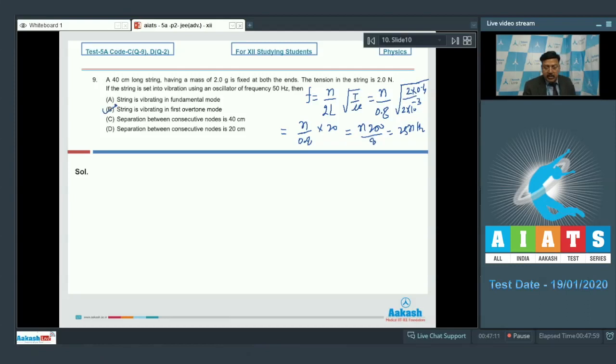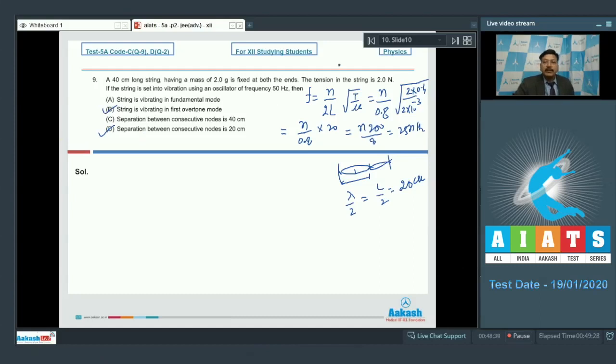Now, since it is oscillating in its first overtone mode, that means there are two loops forming. The separation between consecutive nodes is like this. And this is lambda by 2 and it's also equal to L by 2, because we can see that 2 times lambda by 2 is L here, and this is 20 centimeter because L is 40 centimeter. That means option D is correct and option C is incorrect. So that means for question 9, options B and D are correct.